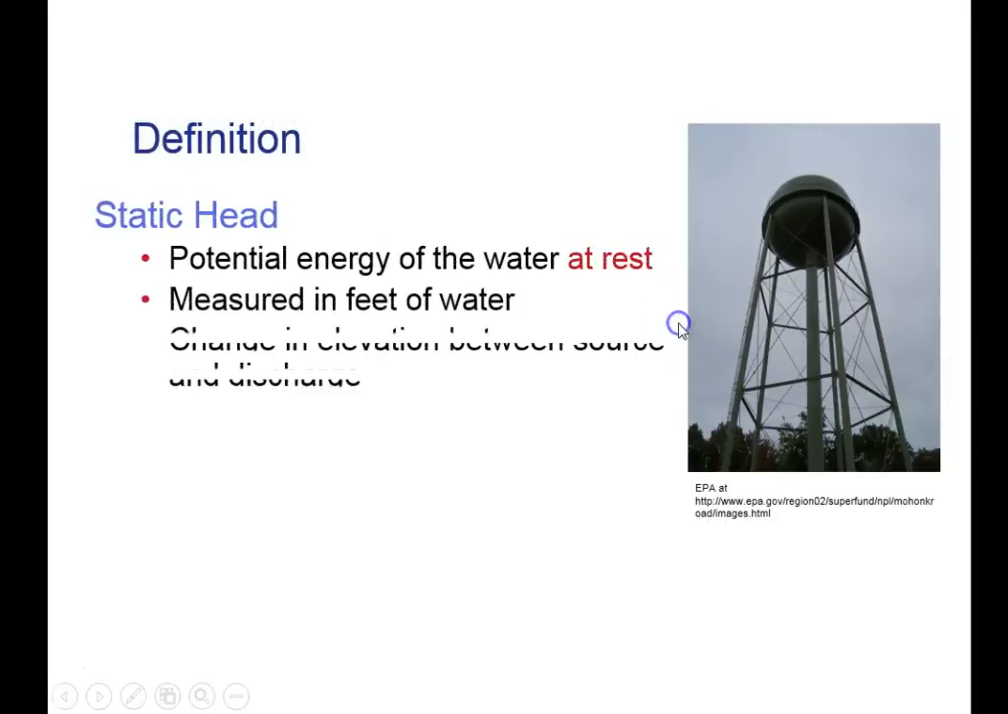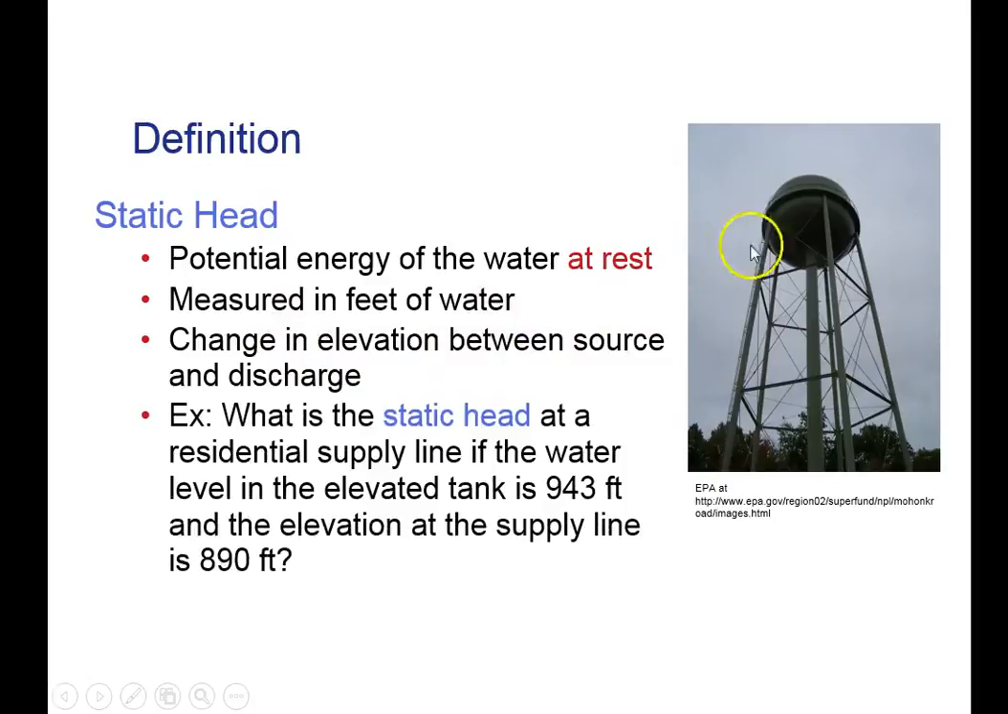The static head, static means something that's not moving or at rest. And it's measured in feet of water, and it's due to the elevation. Have you ever noticed that water towers are always built on a hill? That's because we want the highest point for our water to be stored, so we have all this potential energy as it comes down.